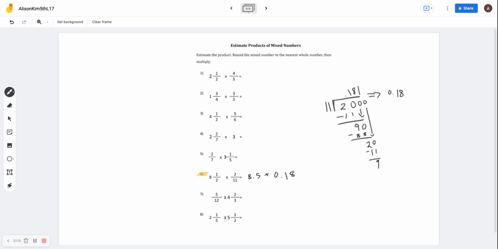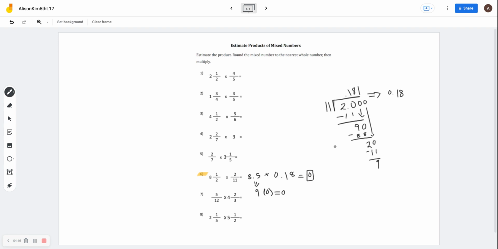However, the directions tell us to round it to the nearest whole number. So when we round 8.5 to its nearest whole number, remember from previous lessons I said that if it's 5 or higher, we're going to round up. So let's do that. 8.5 will round to 9, and then 0.18. Unfortunately, this one, although the 8 can round the 1 up, 1 is less than 5, so we're just going to leave it as 0, which is rounding down. So when we do 9 times 0, we get 0. So our estimated answer for number 6 would be 0.